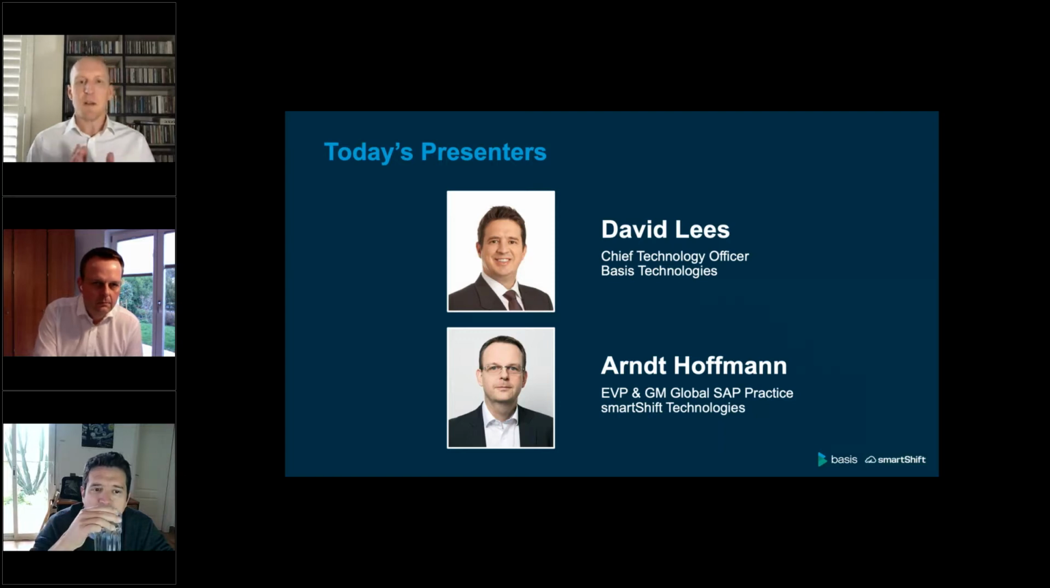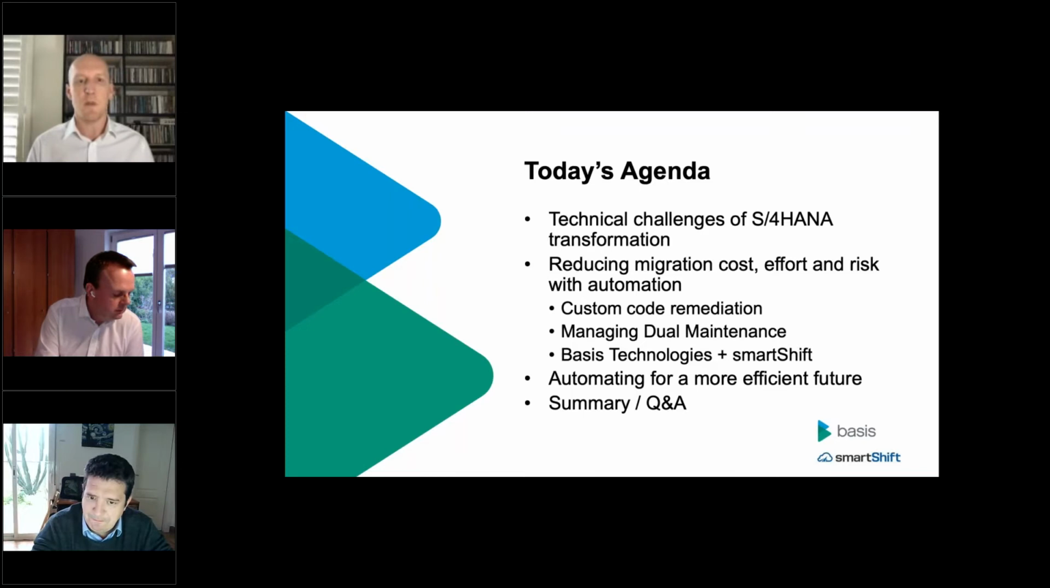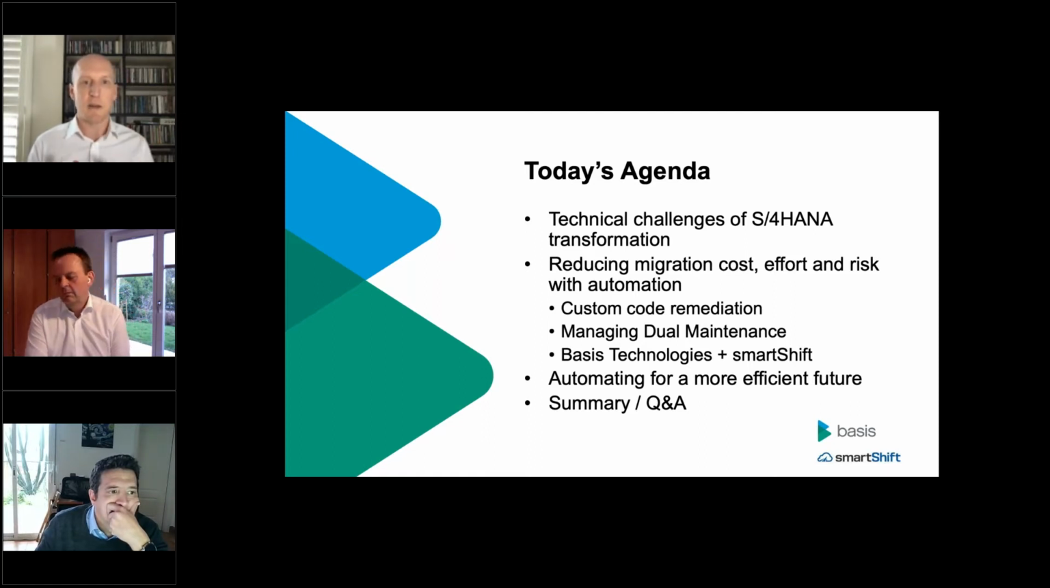So let's take a quick look at today's agenda before we dive in. We're going to start with a short discussion around the slightly bigger picture of how firms are approaching this move to S4 and some of the key technical challenges that come up around that process, and then we'll go on to look at that topic of how automation can help in reducing that cost and time to value, and also the risk involved in that move to S4 and that big project.